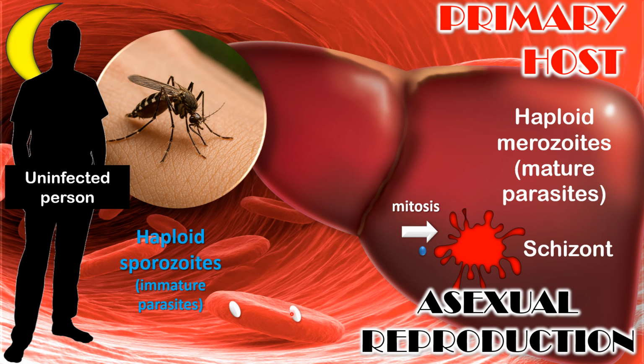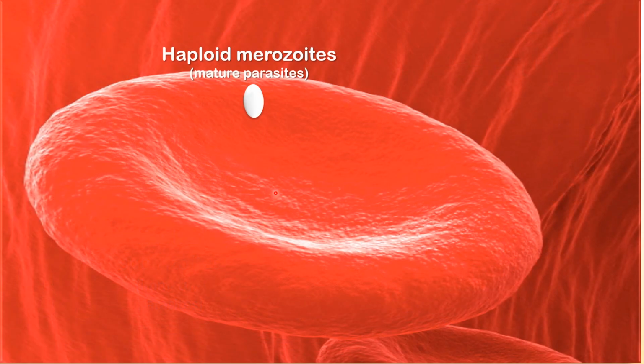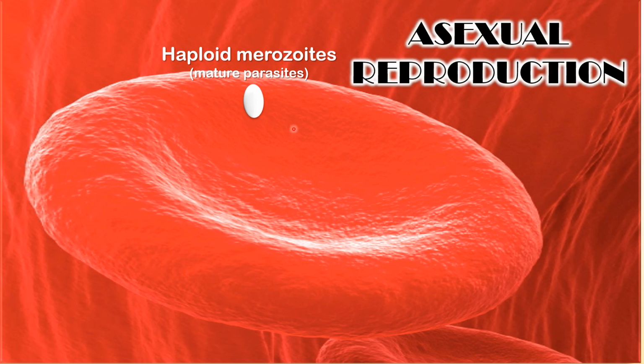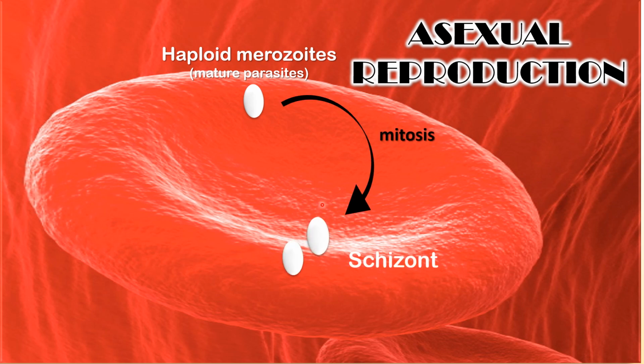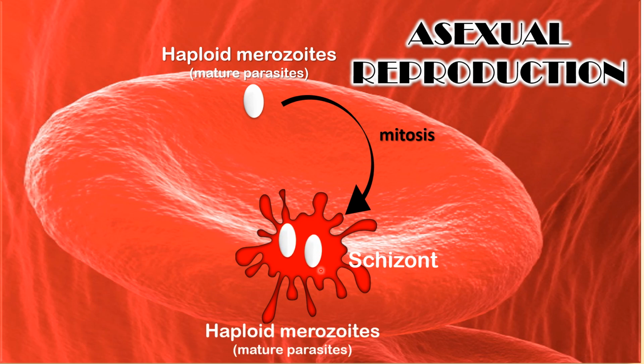Now, what do the mature parasites do in the red blood cell? Let's find out. In the red blood cell, the haploid merozoites will continue to do asexual reproduction by mitosis to increase the number of merozoites, forming a clump of cells called the schizonts. And just as what happened in the liver, the schizonts will cause a rupture of the red blood cells to release more haploid merozoites. So these merozoites then will travel on to infect other red blood cells.